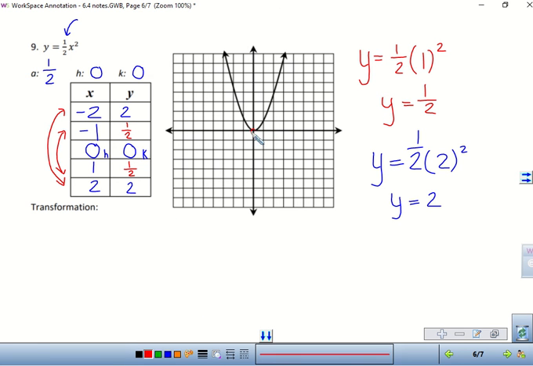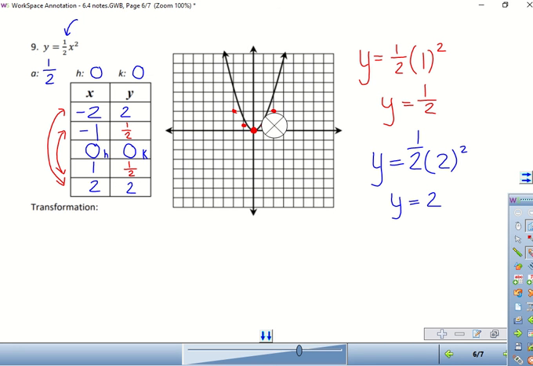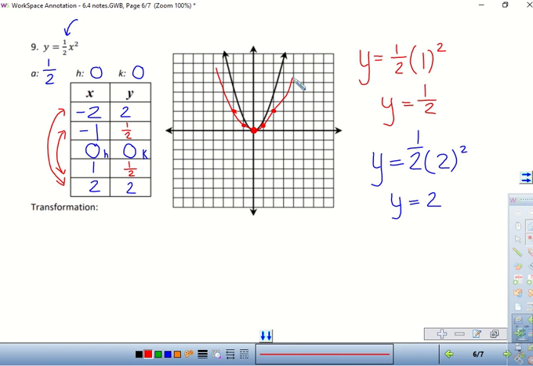All right, let's graph it. 0, 0, 1, 1/2, and 2, 2. It doesn't shift at all, but what did it do instead? Reflection is going to be like a mirror flip. What does this one do?